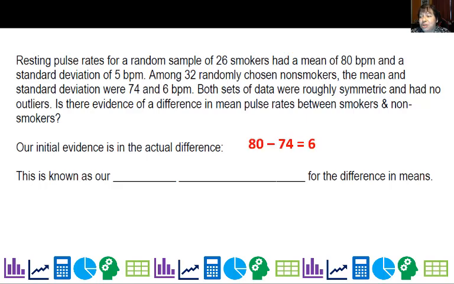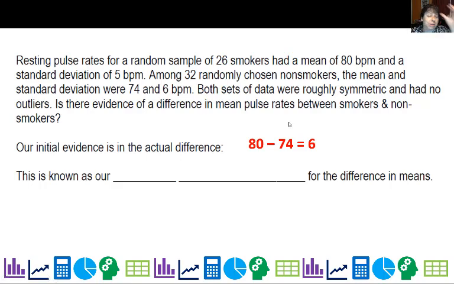So our initial evidence, we're looking at the smokers again when we did the confidence intervals. We have 26 smokers, mean heart rate of 80 beats per minute, standard deviation of 5. 32 non-smokers have 74 and a standard deviation of 6. And we gave you the conditions already. They're roughly symmetric and had no outliers. So our initial evidence is the difference, that it is positive. It's 6 beats per minute.